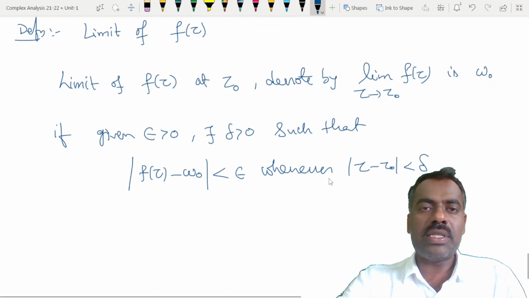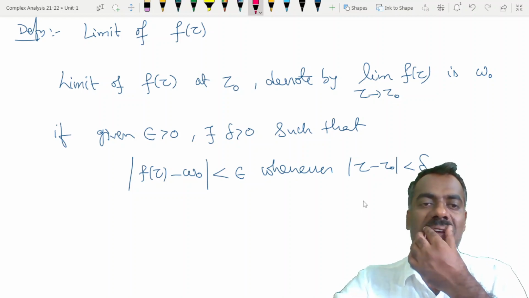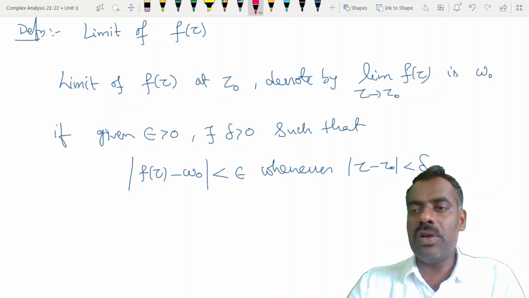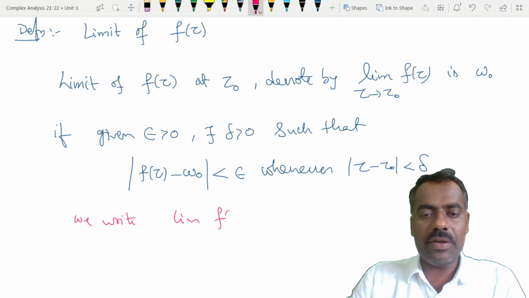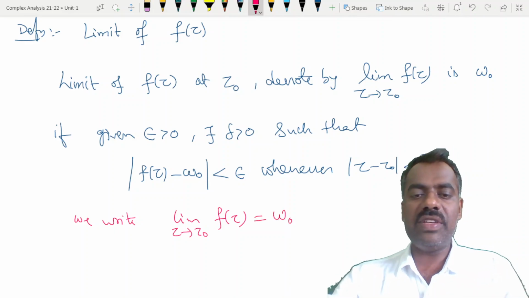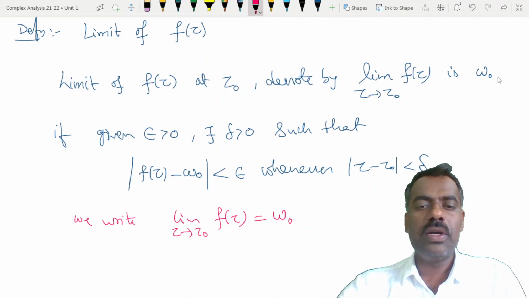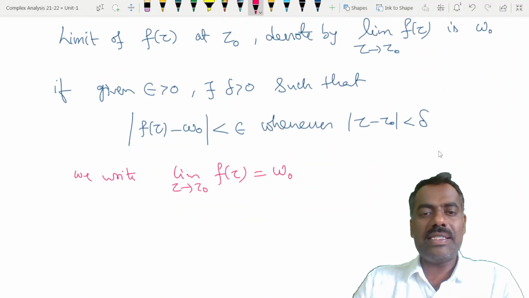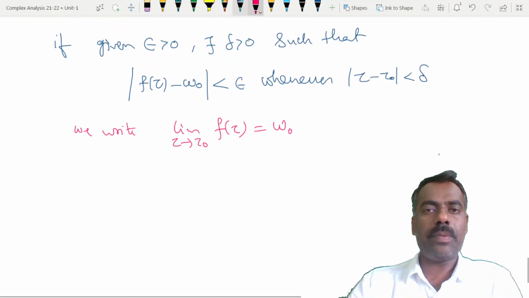Such definitions we have already seen in real analysis, right? So you can easily relate this. Are you following what is meant by the limit of f of z at z naught? This is equal to w naught, and in this case we write limit of f of z as z tending to z naught is equal to w naught. So when we say that the value is equal to w naught, if given any epsilon greater than 0, there exists a delta such that mod f of z minus w naught is less than epsilon whenever mod z minus z naught is less than delta. Okay, is that clear?